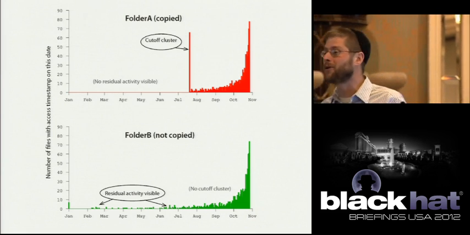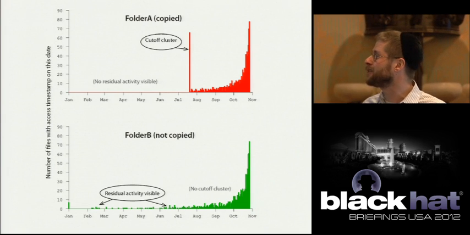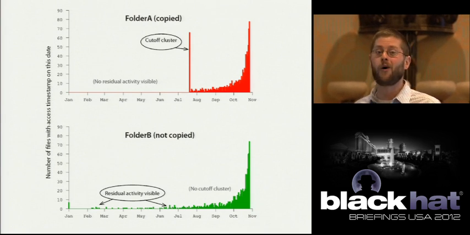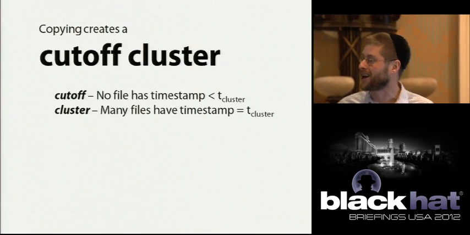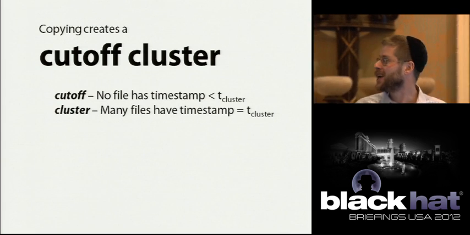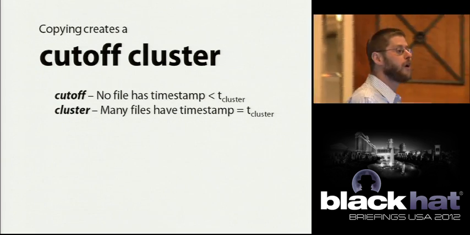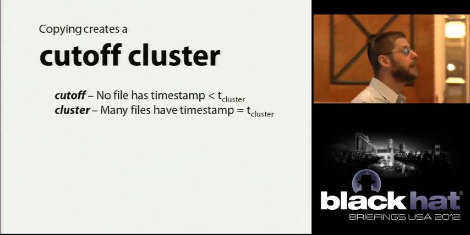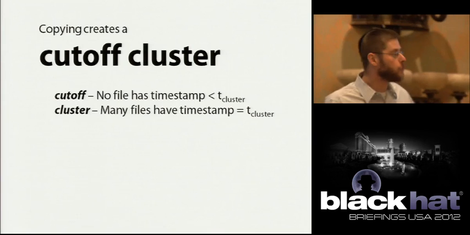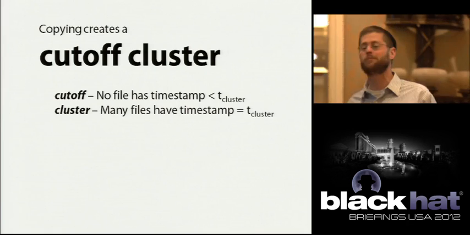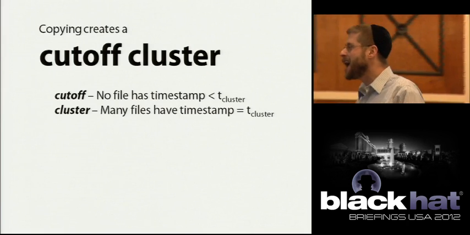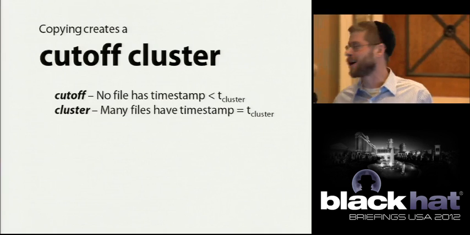And then even more importantly, we see this big cluster, we see this big spike here. We see all those files that were opened on that date. So we see two things going on. I call it a cutoff cluster. It's a cutoff because no file will have an access timestamp less than the time of copying. Right? We can come in a week, a month later, we'll still see that. And it's a cluster because many of those unpopular files have timestamps equal to the time of copying.